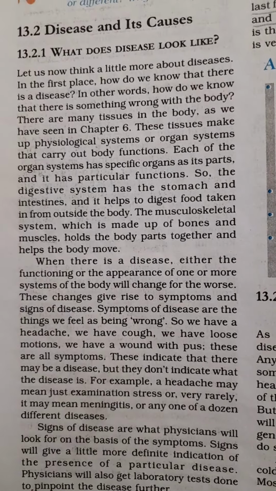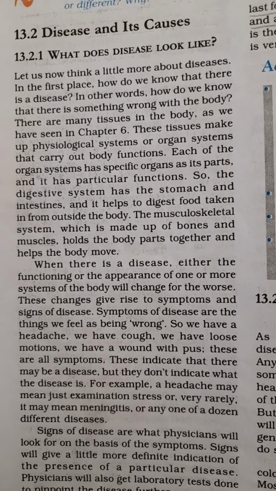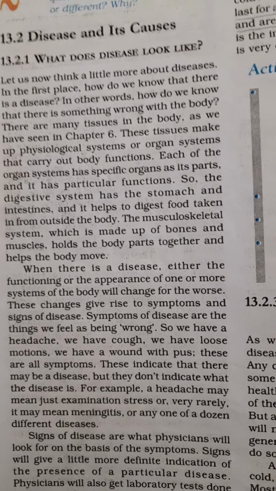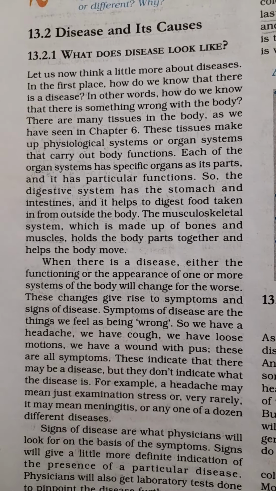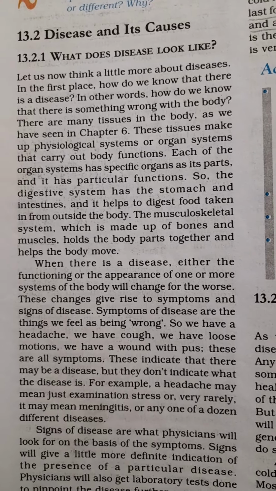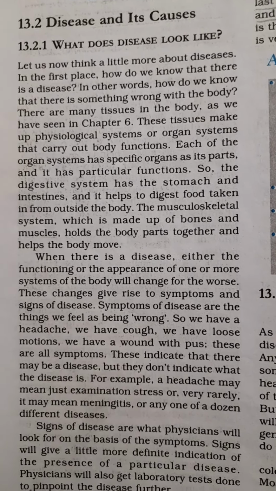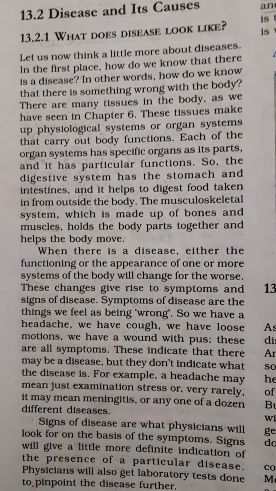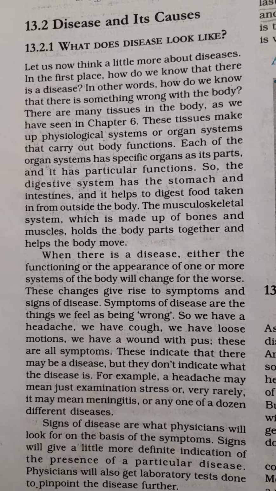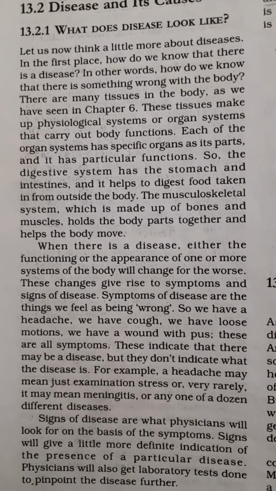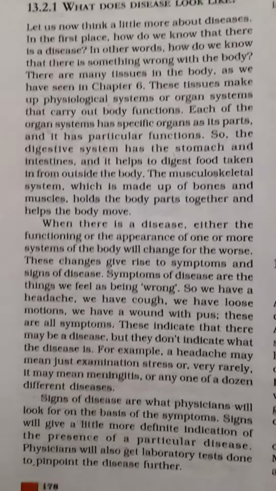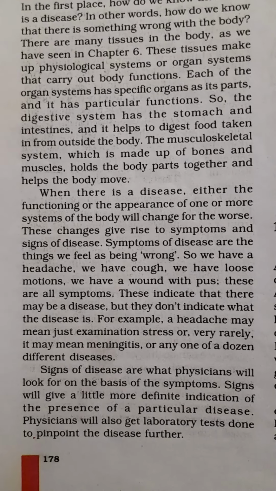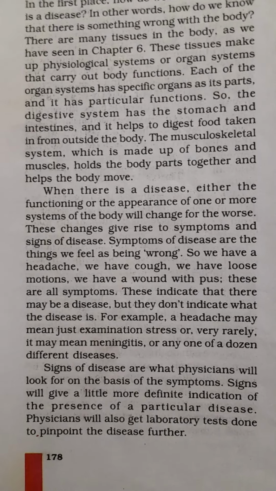You have organ systems like the cardiovascular system, which comprises your heart, then the respiratory system, which is concerned with your lungs. For example, the digestive system has the stomach and the intestines, and it performs a specific function. It helps you to digest the food which you eat. The musculoskeletal system, which is made up of bones and muscles, holds the body parts together and helps the body move. Whenever there is a disease, either the functioning or appearance of one or more systems of the body will change for the worse.